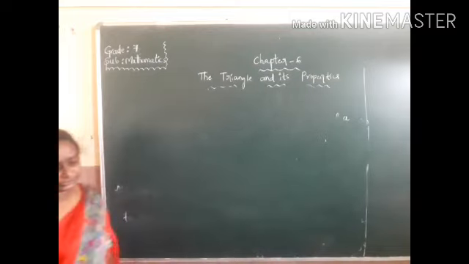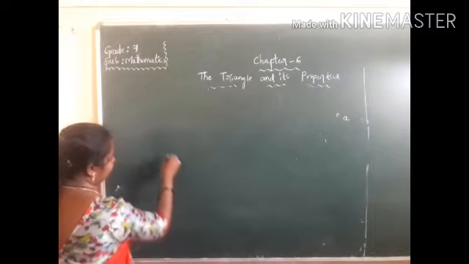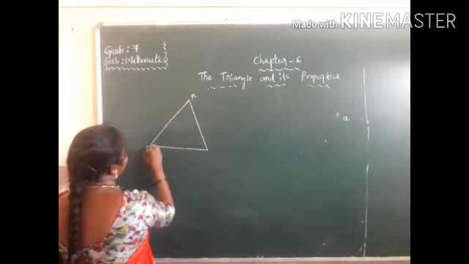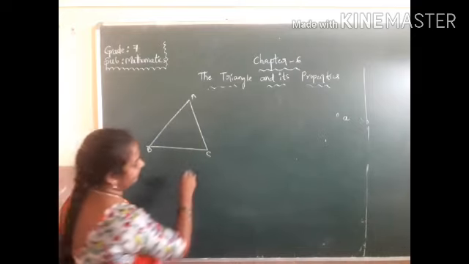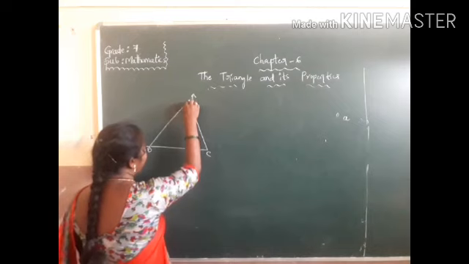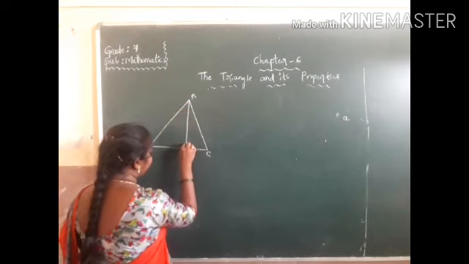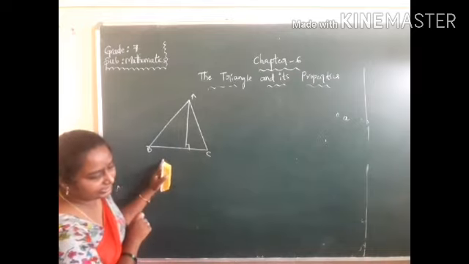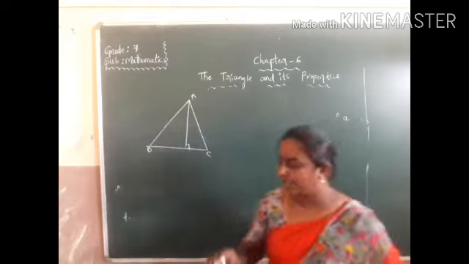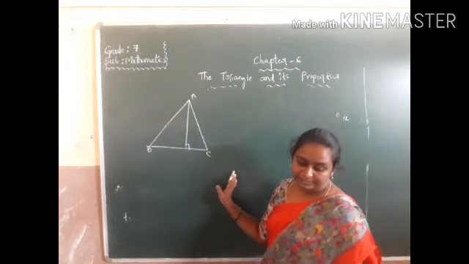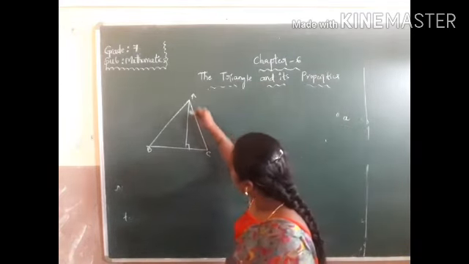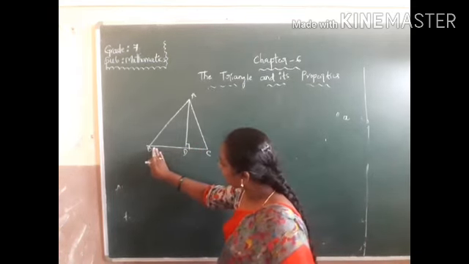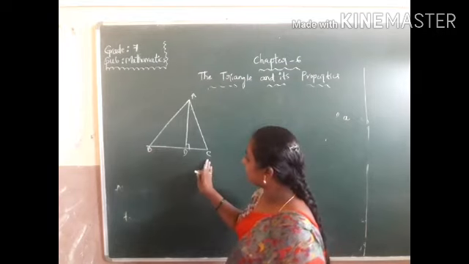So now I am going to draw some figures. So it is triangle ABC. Here the perpendicular line segment from a vertex of a triangle to the opposite side is BC. In this triangle you have to find how many altitudes will form here. Yes, here already one altitude, that is AD, is the altitude to the opposite side BC.